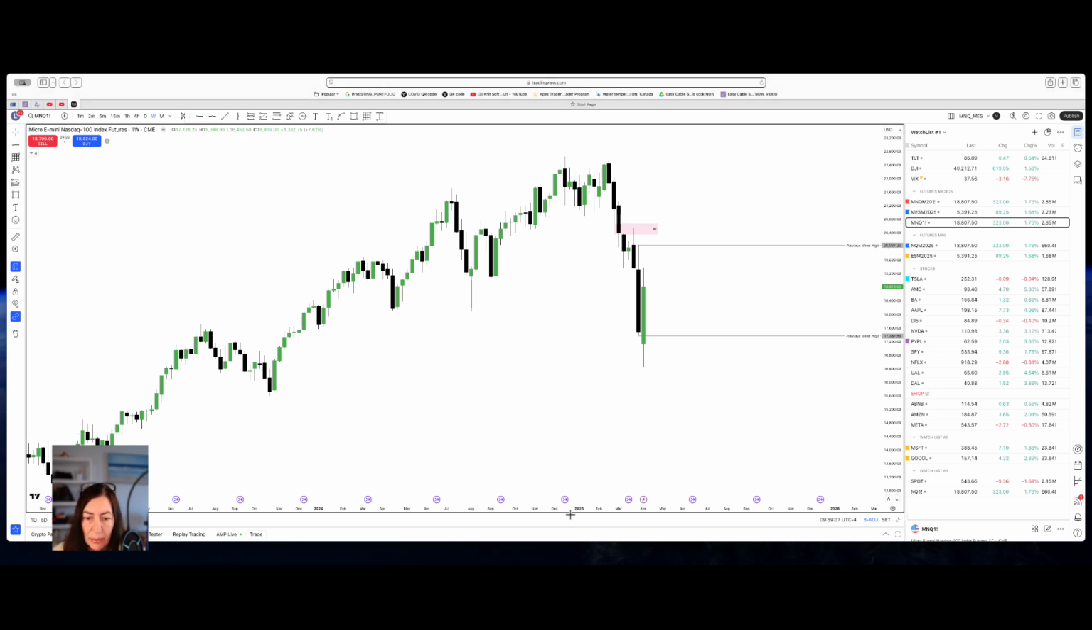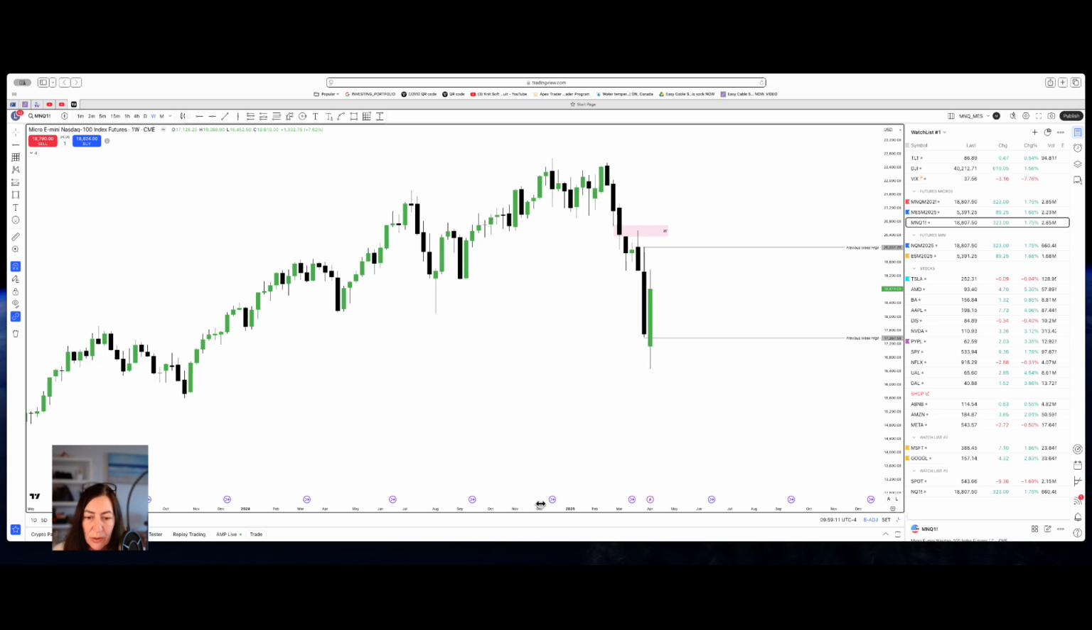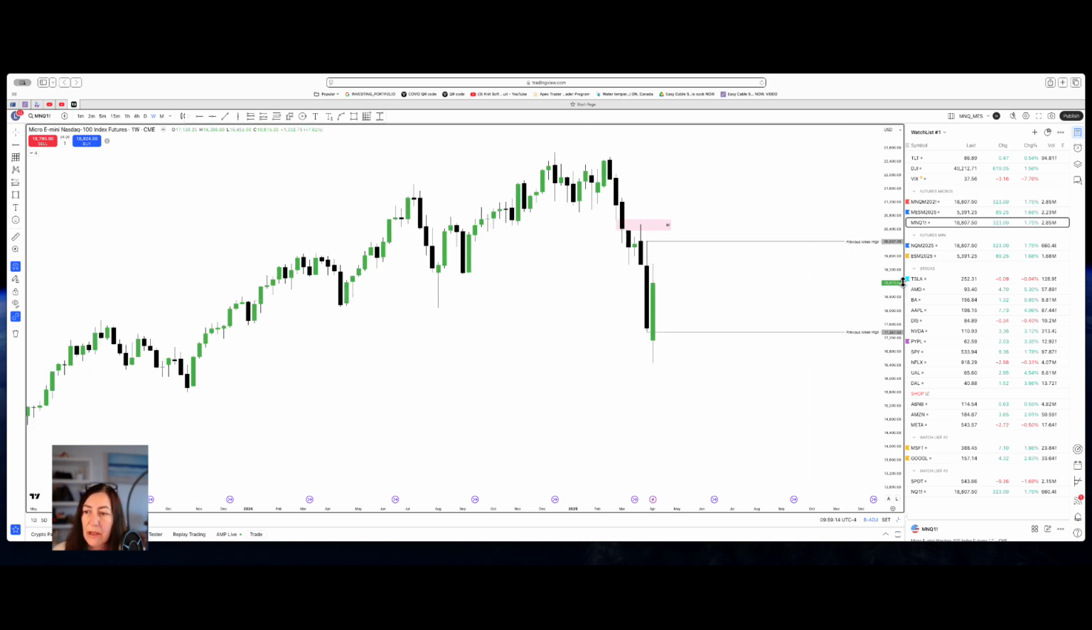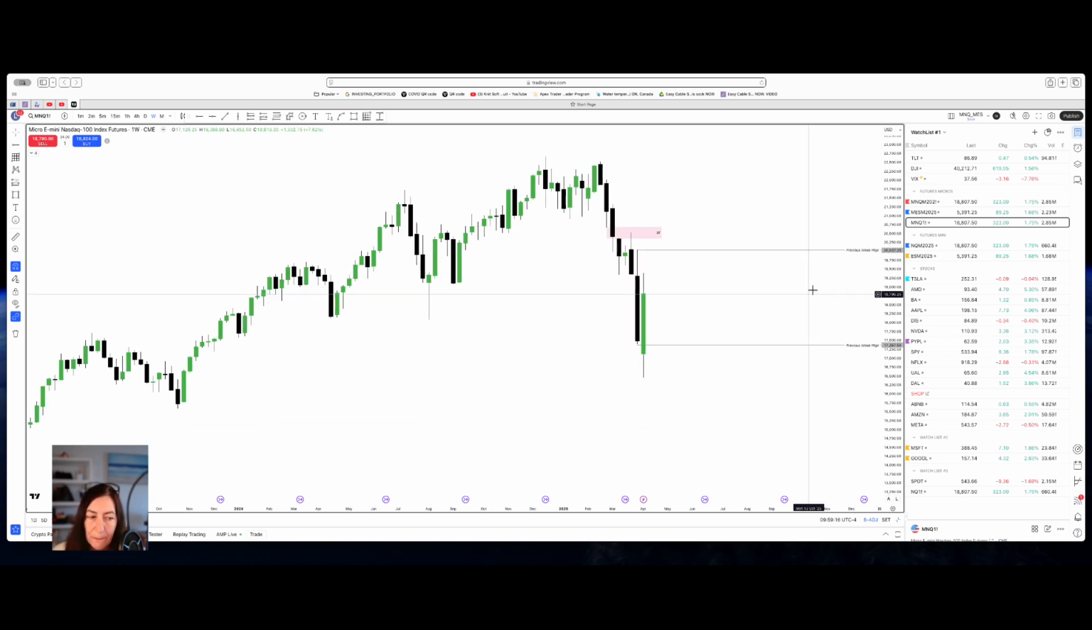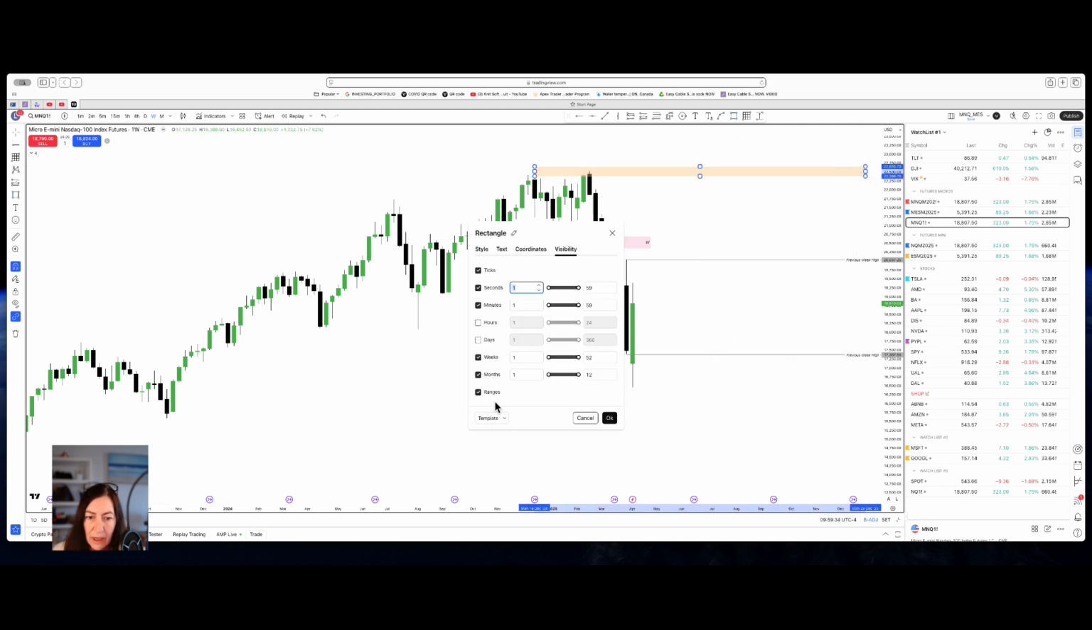So I've got my chart open here so you can follow along, and I look forward to you sharing your comments and thoughts and suggestions in the comments below so that we can all benefit from our collective community. So first of all, I'm going to start off by putting in my area of interest at the top of the range.